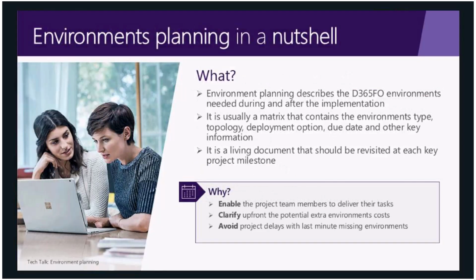So in a nutshell, environment planning, it's this set of activities where you're going to identify the environments you need during and after the implementation. In the end, the environments plan is usually a simple table, a matrix, where you have the environments that you need along with different details, such as the type, the tier, the topology, the deployment option, when you would need it, and this kind of information. It's really a living document that you should revisit at each key project milestone because your needs may change as you're progressing in the project.